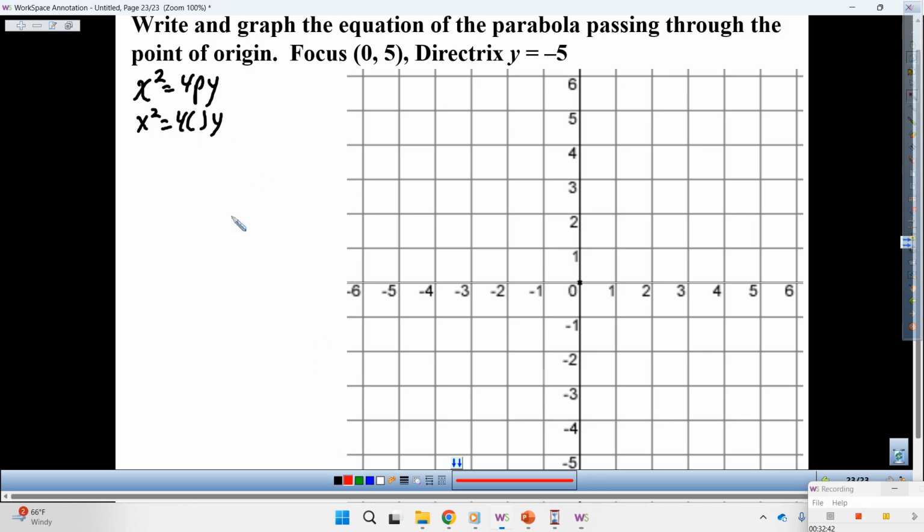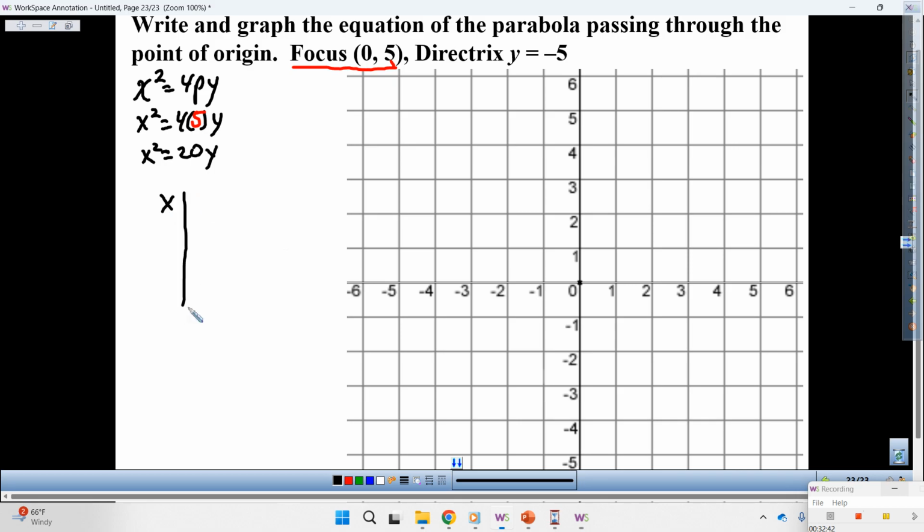What value do we substitute for p? Pass it on, Mariah. Kelly, what value do we substitute for p? 5. Hands if you got that. That is correct because that's from the focus other than 0. So therefore, our equation is x squared equals 20y. Hands if you got that by yourself. All right, good. Next, we need to graph this.